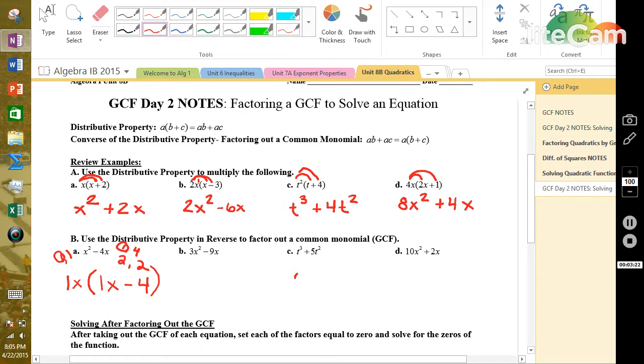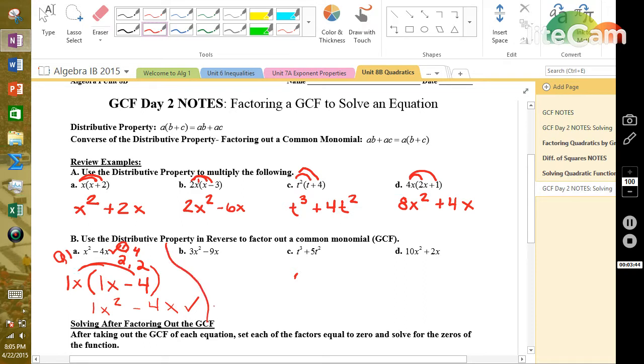Remember to check your answers. You can redistribute. 1x times 1x is 1x squared. 1x times negative 4 is negative 4x. When I redistributed, I got the same as my original problem, so I know I did it correctly.